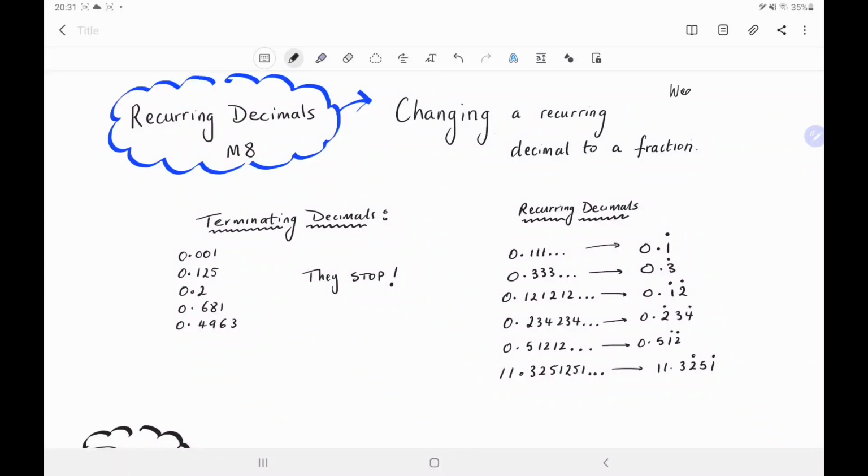Wednesday the 27th of January, we're going to be looking at recurring decimals. We're going to be changing a recurring decimal into a fraction. This is a non-calculator task. First of all, what is a recurring decimal?